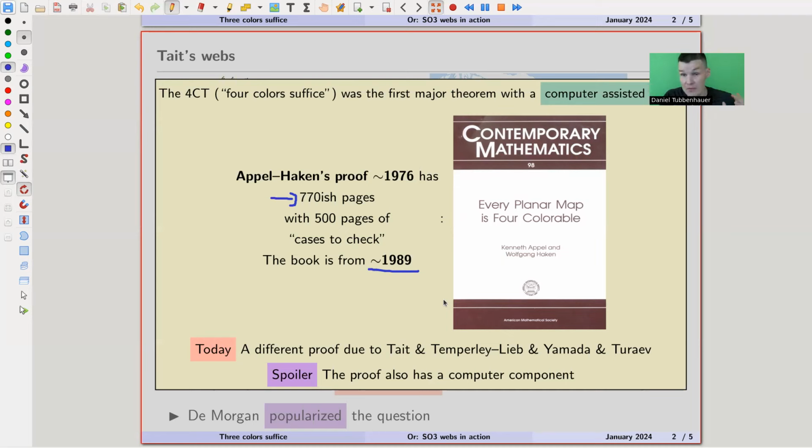And yeah, this was the first major theorem that was proven using a computer because there are just too many pages and too many special cases. There are 500 pages of special cases. And in each special case, you still need to find the coloring. It's really, really, really difficult. Anyway, so this was the first computer-assisted proof, and people got really upset about that.